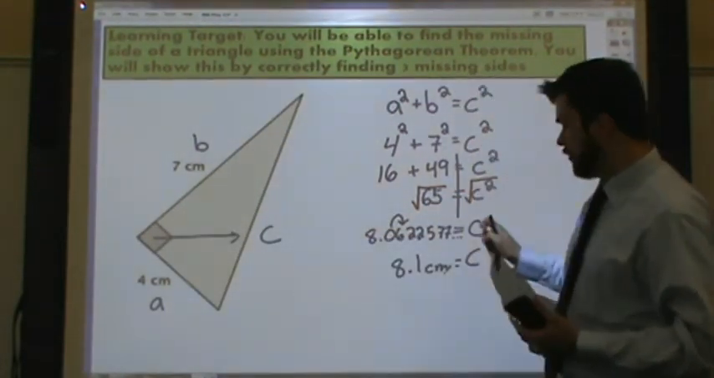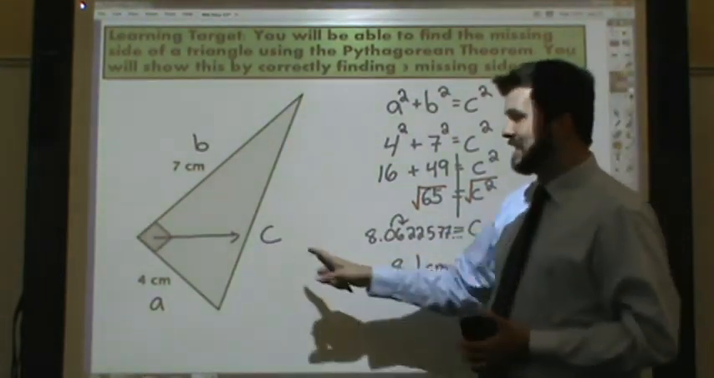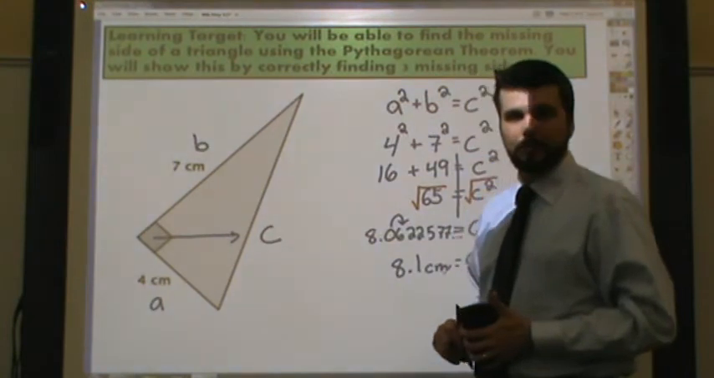And then I just want to make sure that the C is larger than both the A and the B. So 8.1 is bigger than both the 4 and the 7.